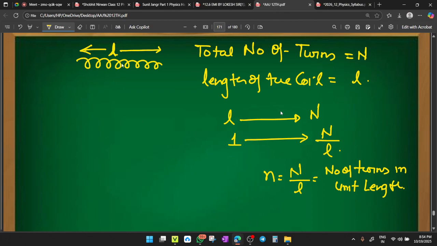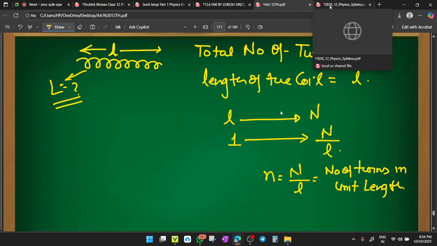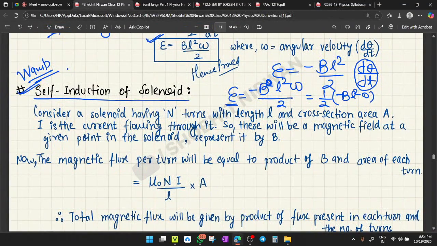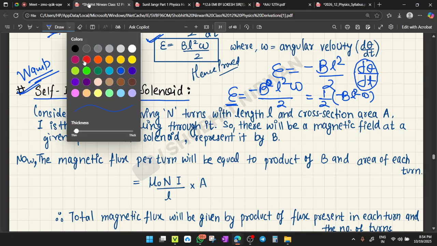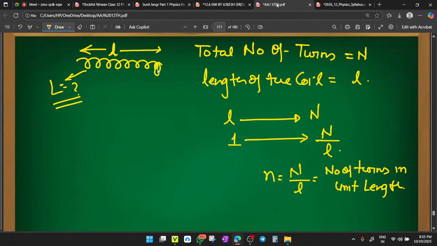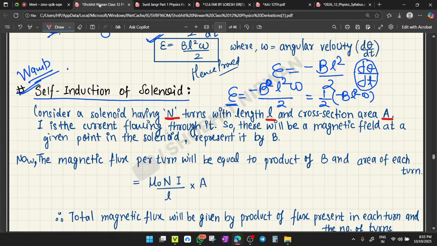Now we have to derive the value of capital L. What is self-inductance of this coil? The total coil having total number of turns equals to capital N. So consider a solenoid having capital N turns, with the length l, and cross section area of the coil equals to A. This cross section having an area A. i is the current flowing through it.